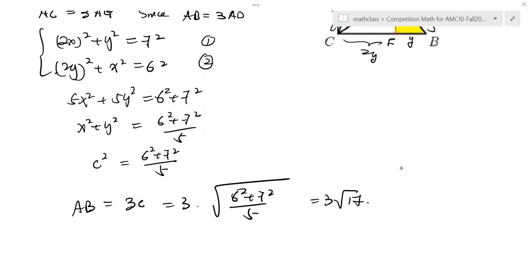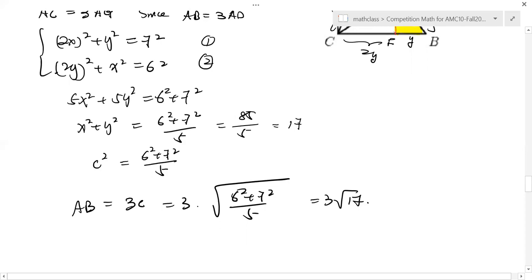I think it's 17, it's not 13, okay? Because 7 squared plus 6 squared is going to be 85. Then you divide by 5. This is going to be 85 divided by 5, right? I think it's 17. Yes. Okay, great.